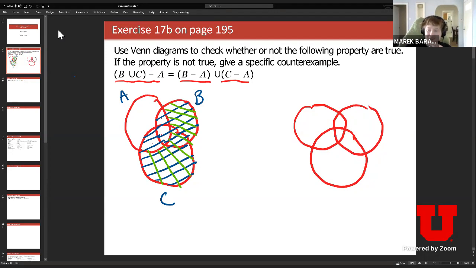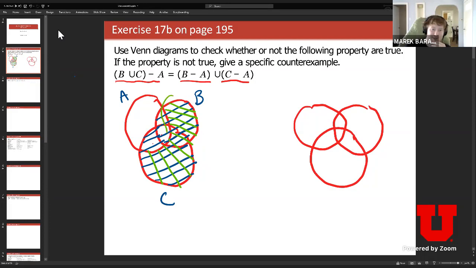Ooh, that's a good question. Someone's asking if we're going to do Venn diagrams on the next quiz. I don't think so. I'll try to think about something to do if the next quiz does have Venn diagrams. That's a good question.